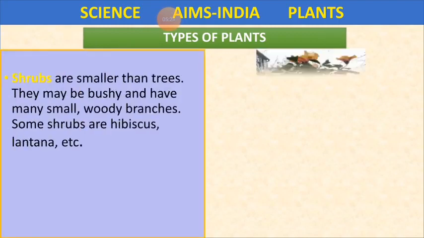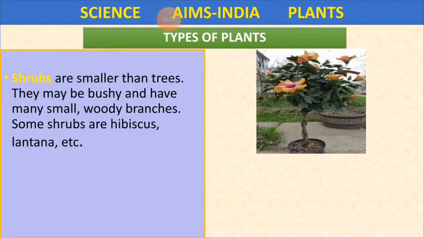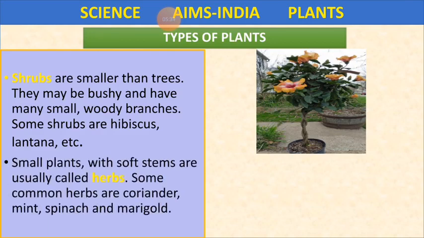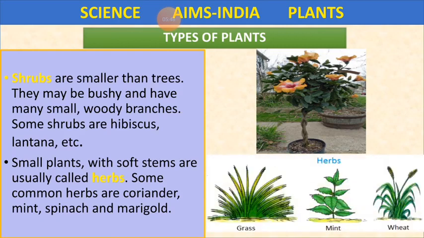Now, again, shrubs. What is the other type of plant here? Shrubs. Here in the diagram there is a plant, and this type of plant is called a shrub. What are shrubs? Shrubs are smaller than trees. They may be bushy and have many small woody branches. Some shrubs are hibiscus, lantana, etc. Shrubs, children, are smaller than trees.